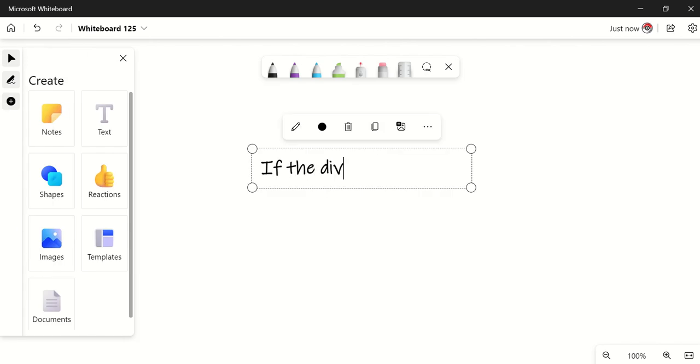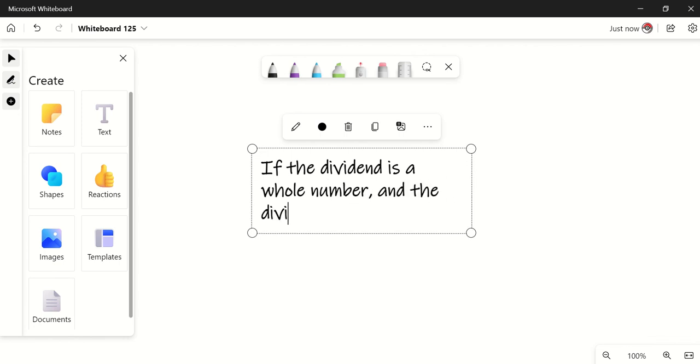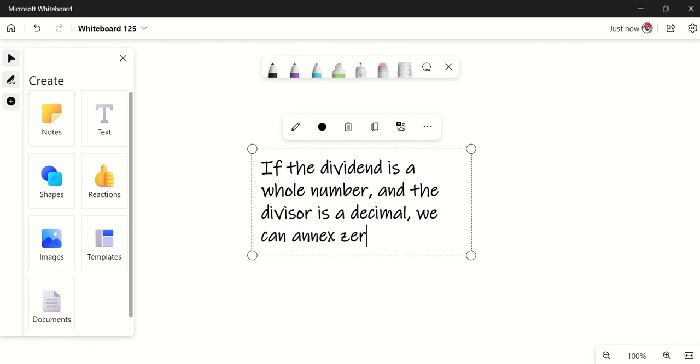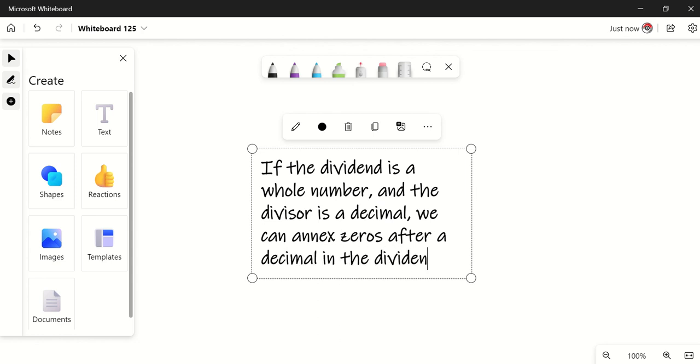If the dividend is a whole number and the divisor is a decimal, we can annex zeros after a decimal in the dividend in order to solve the problem.